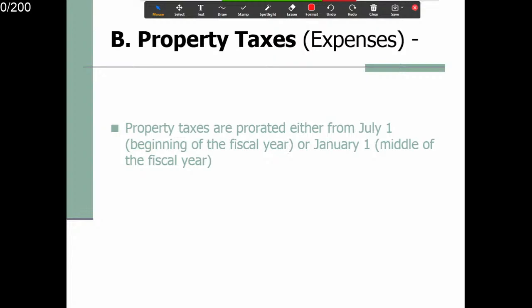Be very careful on property taxes, okay? 一个是房地产税的话，你要特别小心。Why I say that? Because the fiscal year is not from January 1st. Okay? They start July 1st. Okay, be very, very careful. Okay? So property tax are prorated either from July 1st, beginning of the fiscal year, or January 1st, middle of the fiscal year.